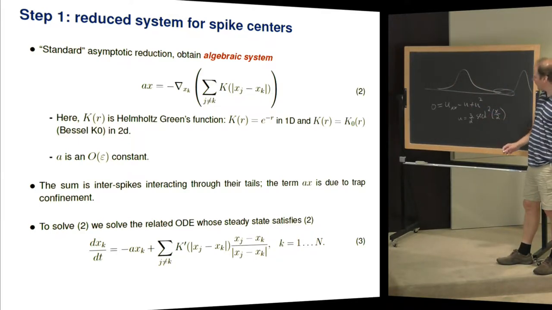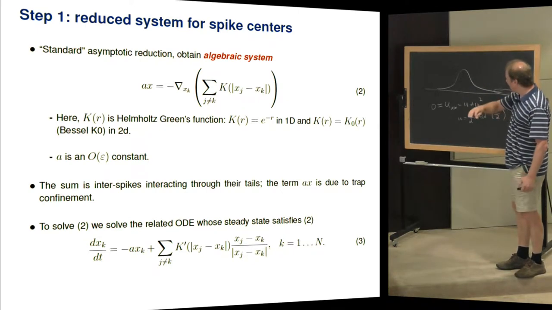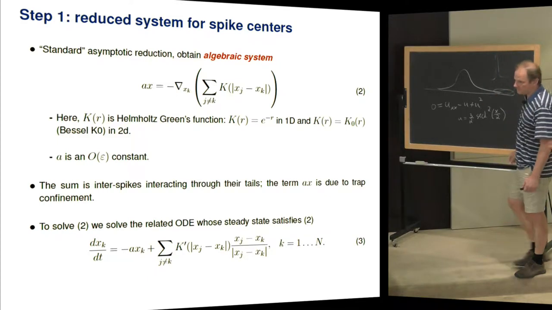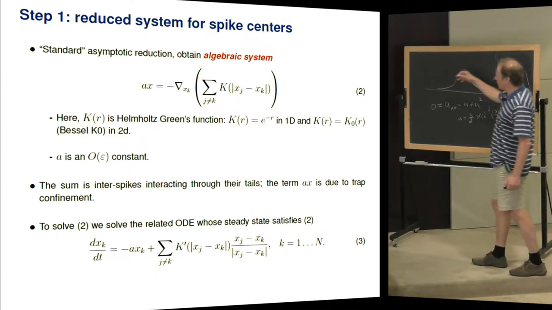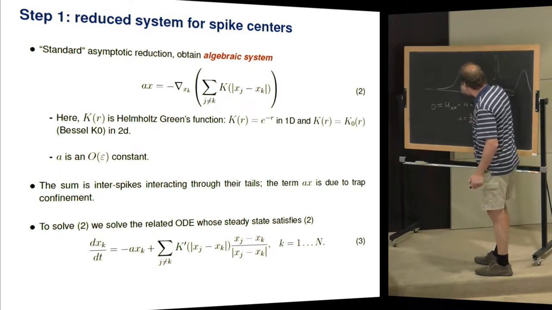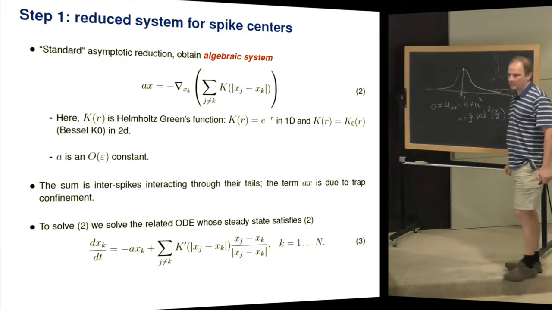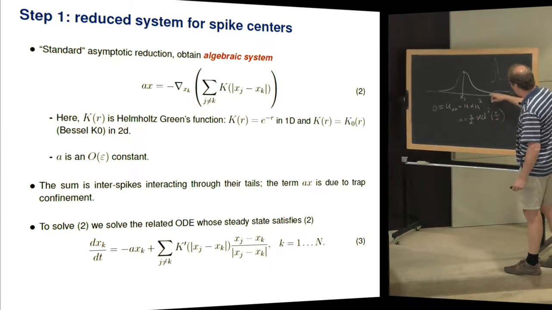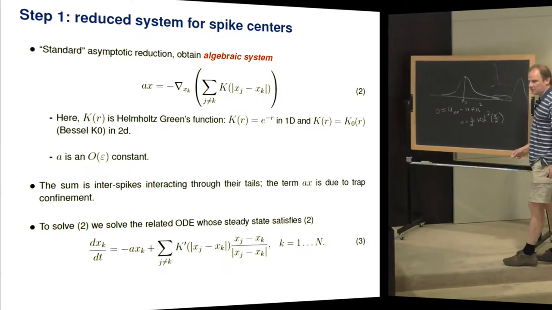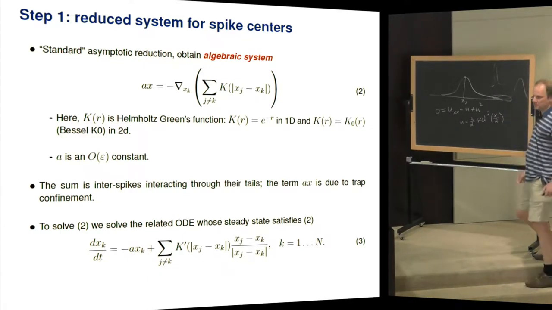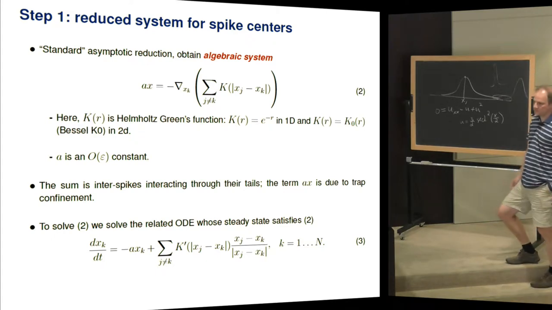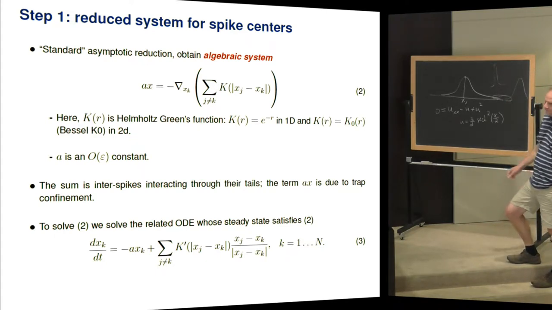The reason I call it a spike is because if I look far away enough, it looks more like a delta function. Essentially, the xj would be the center of the spike. And because they're far away from each other, they barely interact except for their exponentially small tails. Yeah, that's right, there's exponential decay in the far field. In physics, it would mean some localized state. It is a localized state, exactly.